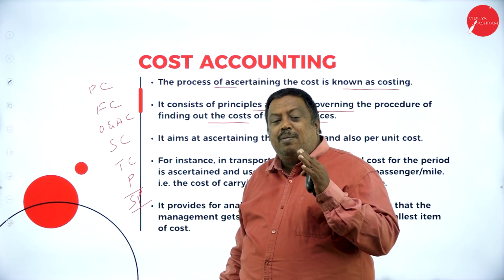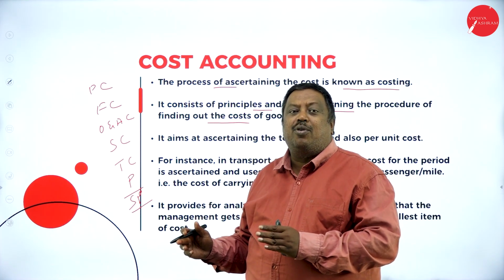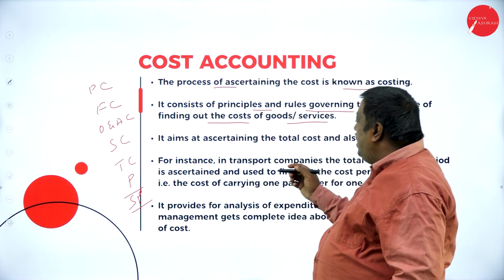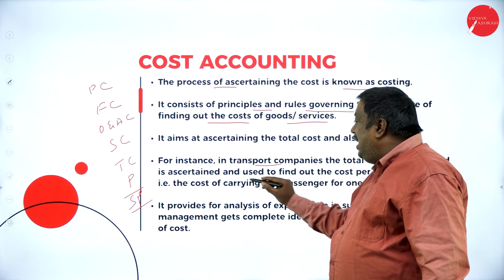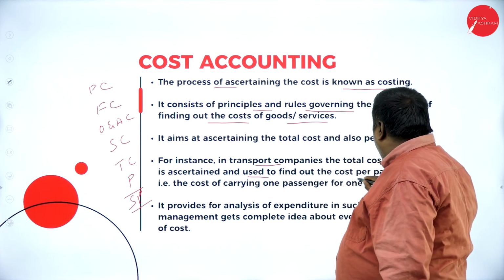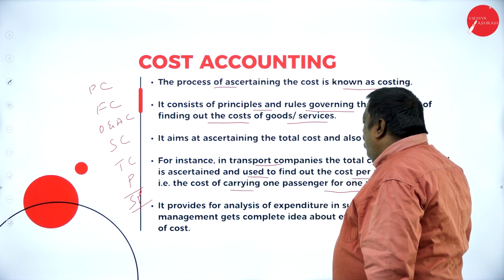That's the reason there will be a difference between the cost accounting profit and financial accounting profit. For instance, in transport companies, the total cost for the period is ascertained and used to find out the cost per passenger mile, that is, the cost of carrying one passenger for 1 mile.